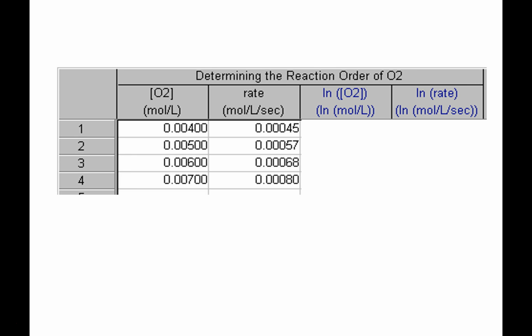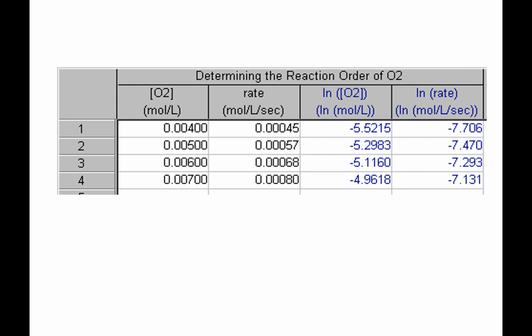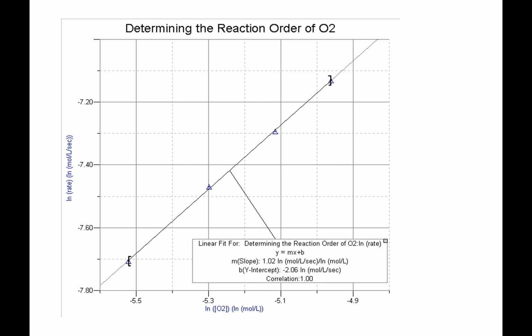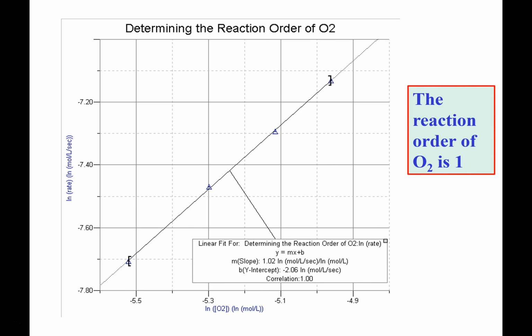Okay, the other 4 runs, we're changing the O2, holding the NO constant. And then we need to take the natural log of the O2, the natural log of the rate. Put the natural log of the rate along the y-axis, natural log of the O2 along the x-axis. And again, a nice straight line, positive slope. In this case, the slope is equal to 1.02, like a reaction order of 1. Perfect. The correlation coefficient looks like it was dry labbed.